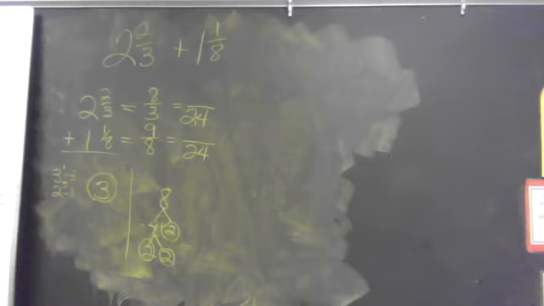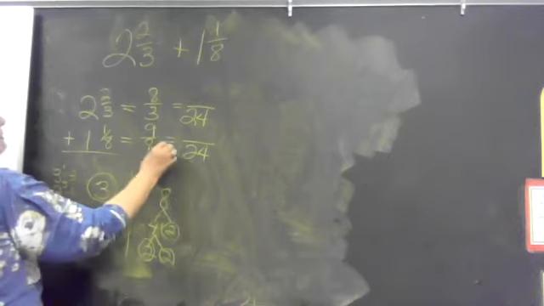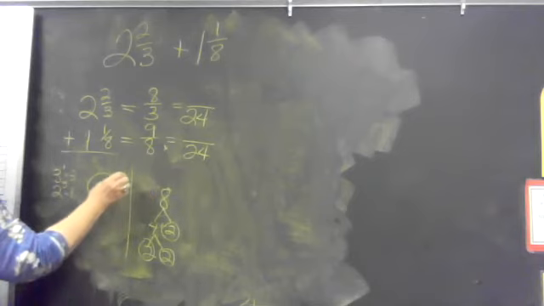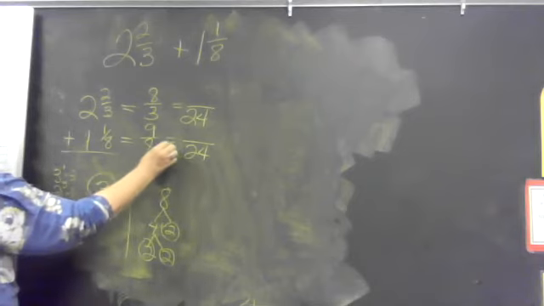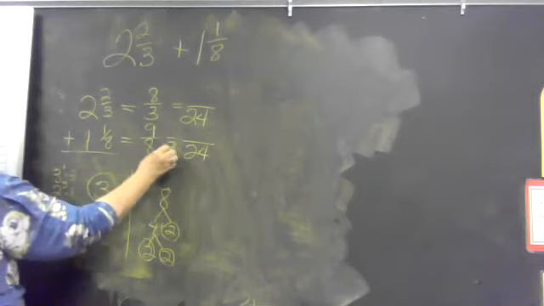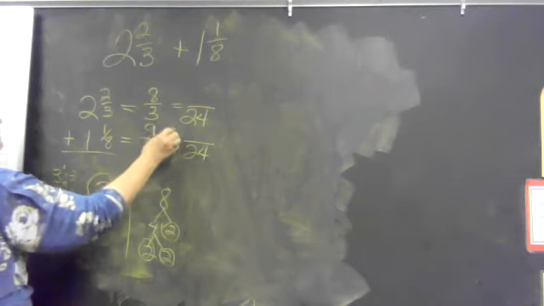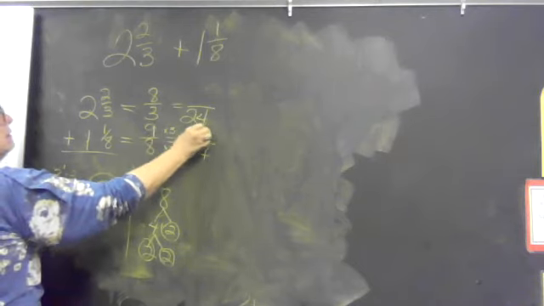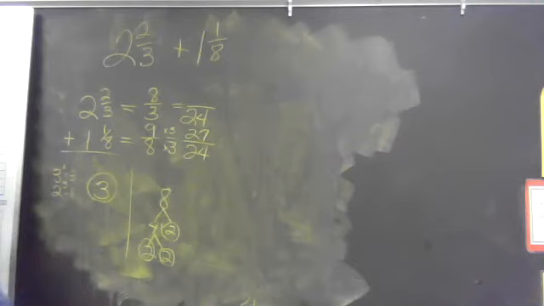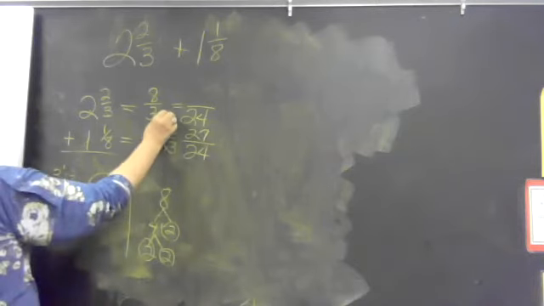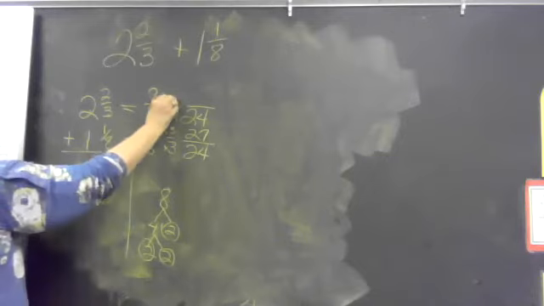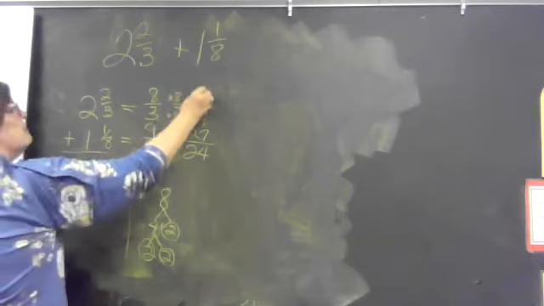Now look at the bottom. What did I have to multiply here? 8. 3. 3 here. And then times 8 here. 8 here, 64.